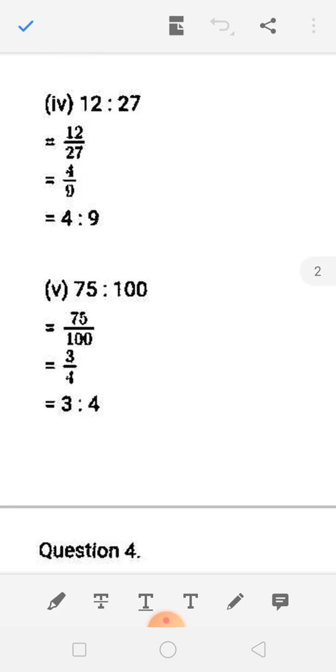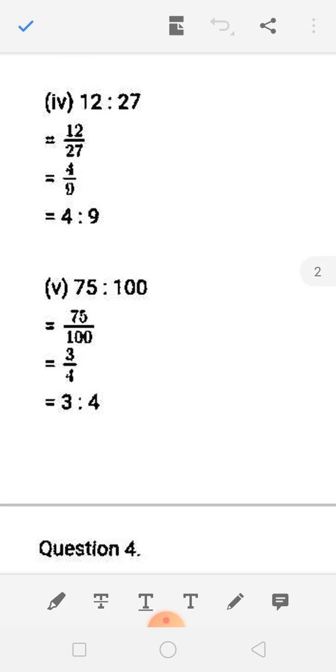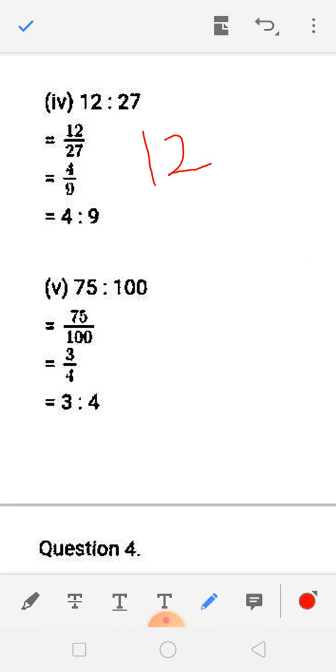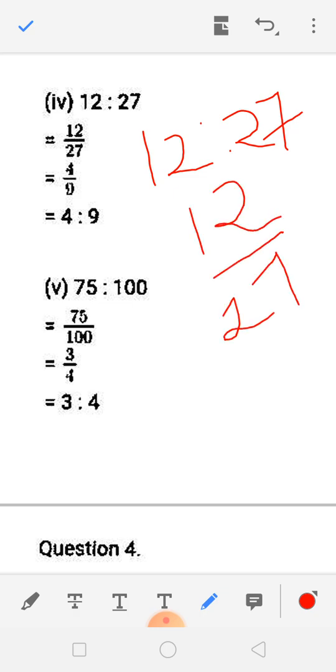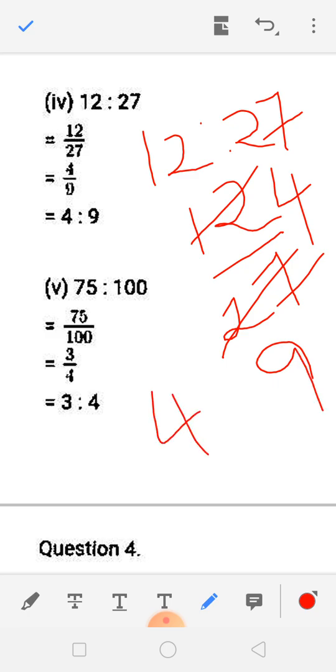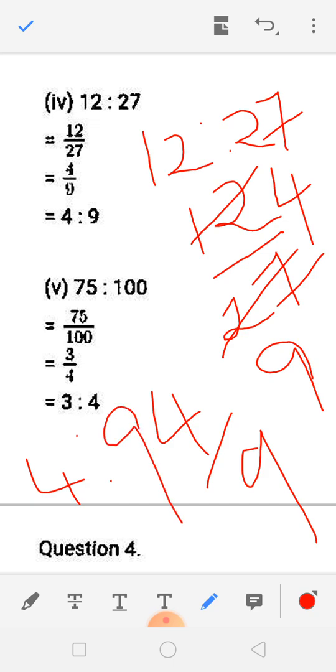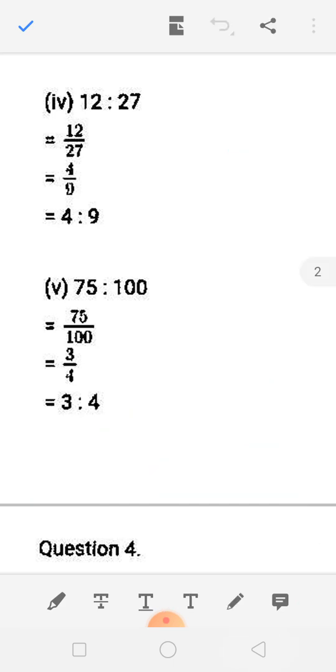Next is 12 ratio 27, which means 12 divided by 27. So we can cancel with the 3 table. 4 3s are 12 and 9 3s are 27. So the answer is 4 by 9. I can write 4 by 9 as 4:9. Is it okay?